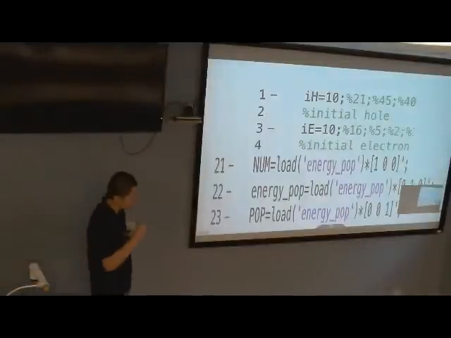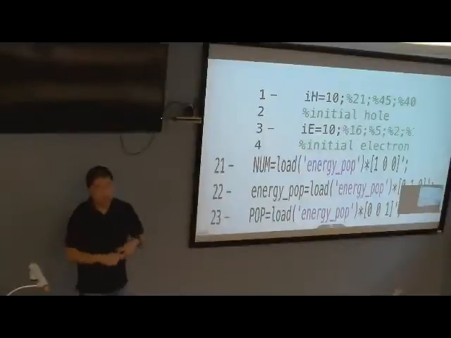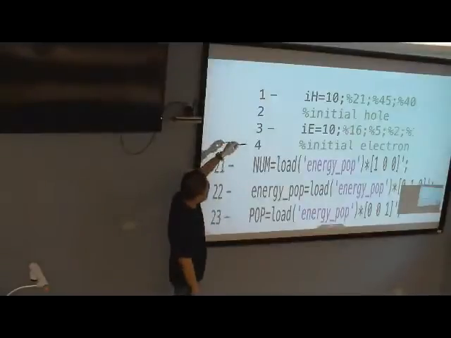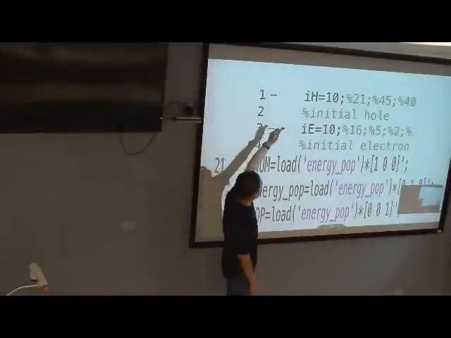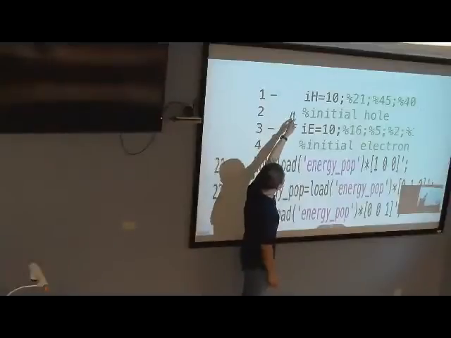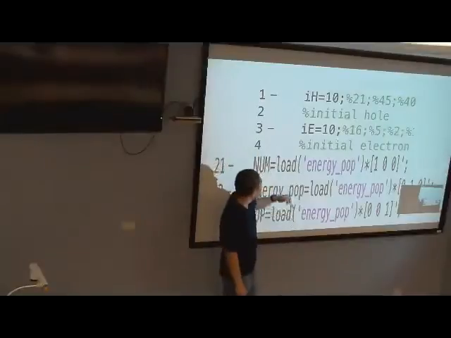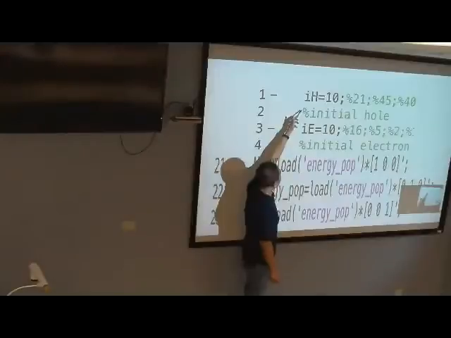And in our calculations, we separate electrons and holes. So there is an approximation: there is no interaction between electrons and holes. So this is the start of our code. IH stands for the initial condition for hole, IE is the initial condition for electron. So IE equal 10 means this is 9 orbitals above the Fermi level. This is 9 orbitals below the Fermi level.